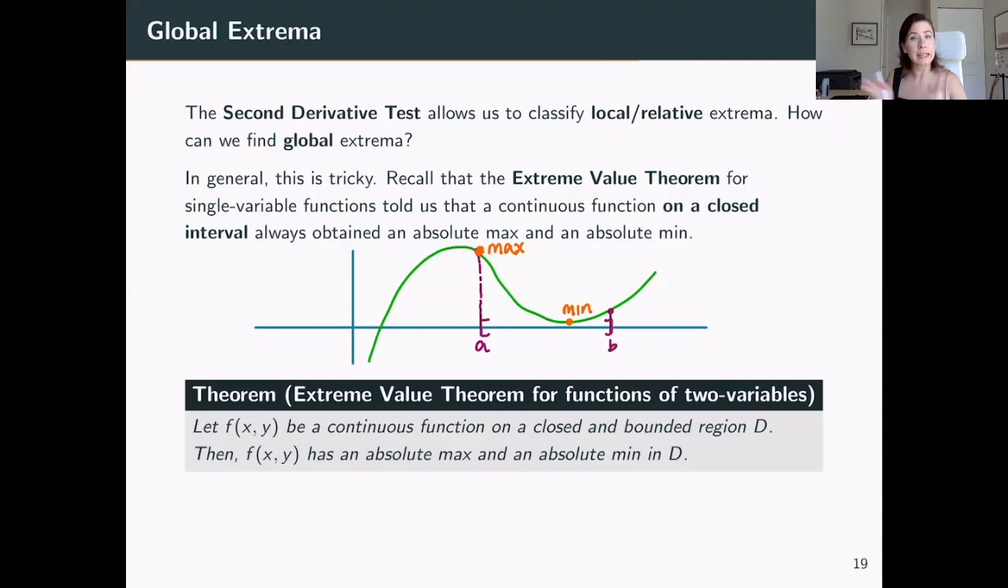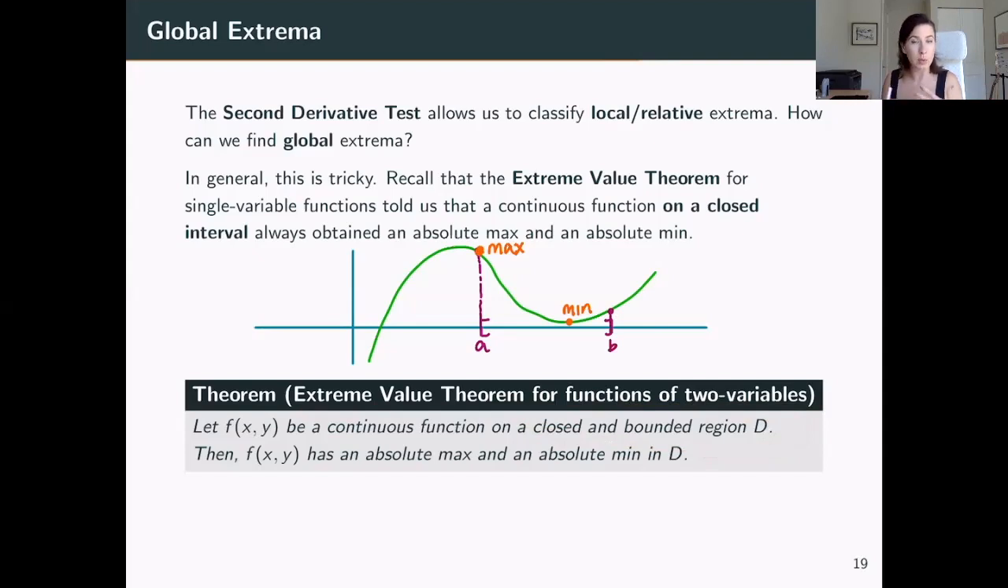And so we want to extend this idea to multivariable functions. And we can do that with an extreme value theorem for functions of two variables. It says that if we have a continuous function on a closed and bounded region, because remember, in this case my domains are intervals, whereas in multivariable functions my domains can be regions, then f of x, y has an absolute max and an absolute min in the region D. So there are two words here that might be slightly unfamiliar to you, those being bounded and closed.